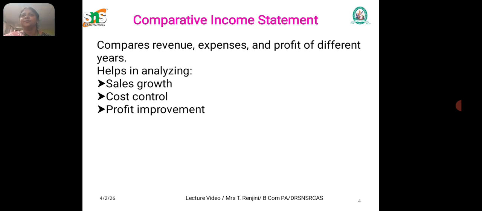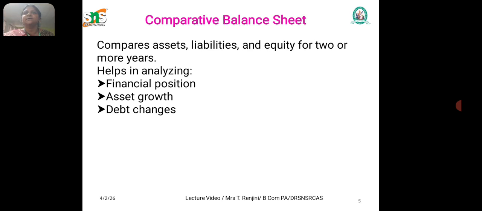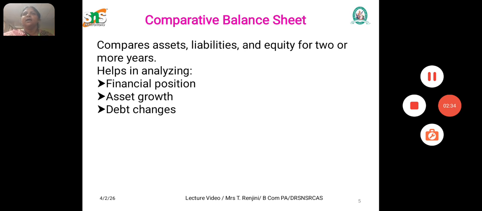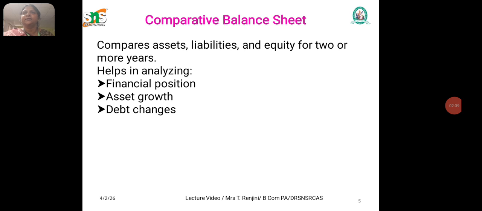Key analytical points are sales trend, where continuous increase means positive growth, cost of goods sold, gross profit trend, operating expenses and net profit. For example, in interpretation, sales increased by 2% and net profit increased by 5%. This indicates rising expenses and reduced operational efficiency, and possibly higher interest or tax burden.